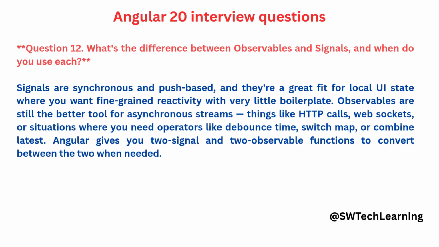Question 12. What's the difference between observables and signals, and when do you use each? Signals are synchronous and push-based, and they're a great fit for local UI state where you want fine-grained reactivity with very little boilerplate. Observables are still the better tool for asynchronous streams, things like HTTP calls, WebSockets, or situations where you need operators like debounceTime, switchMap, or combineLatest. Angular gives you two functions, toSignal and toObservable, to convert between the two when needed.